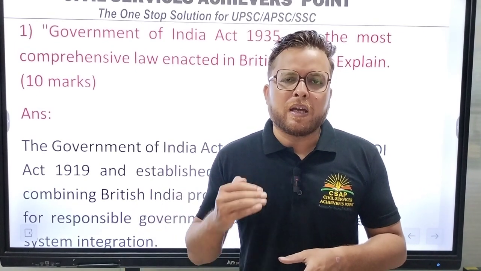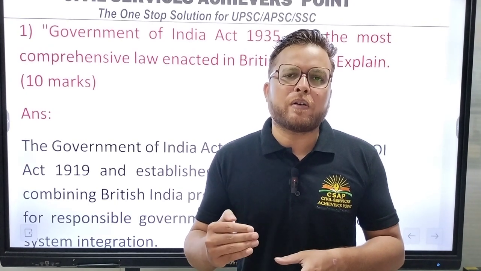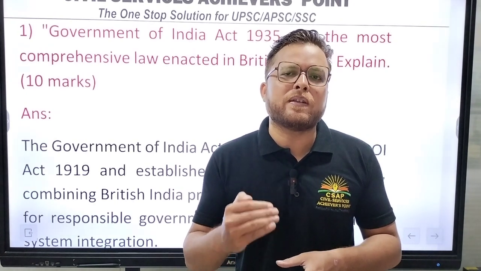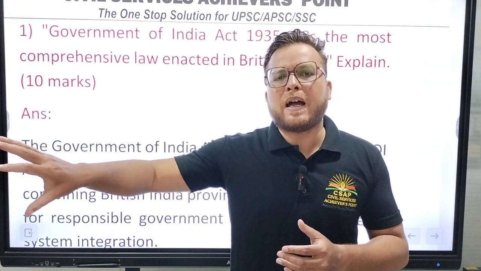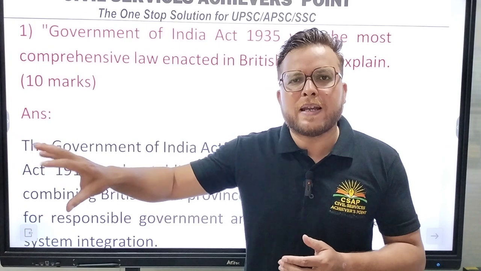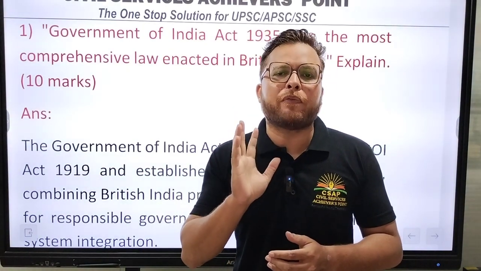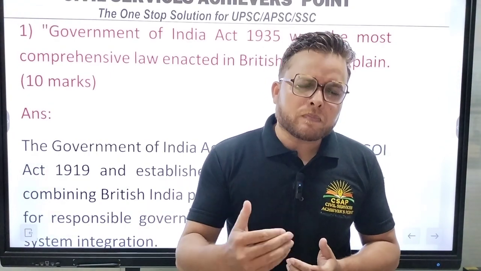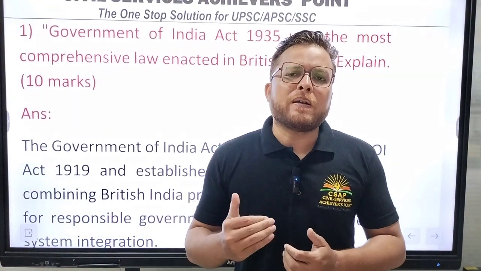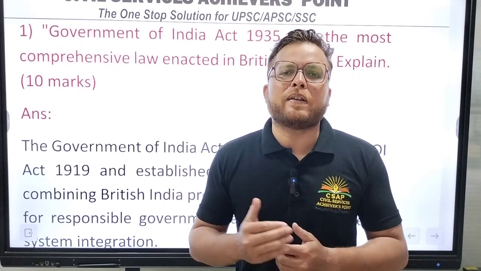Only three items: defense, communication and foreign relations. Only these three items were reserved for the Governor General Executive Council. Other than that, all the other items could be decided upon by the central legislature, which had the most number of Indians. The Britishers were also there, but they were in minority. So this was the most important part which will come under the All India Federation.